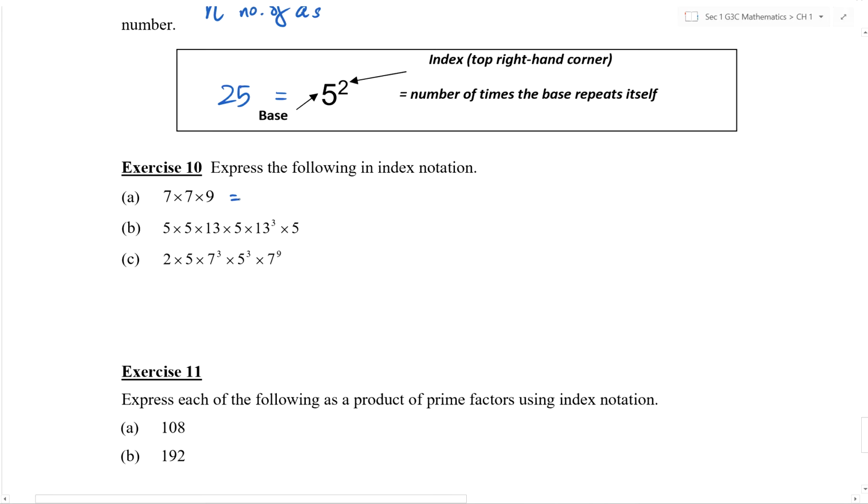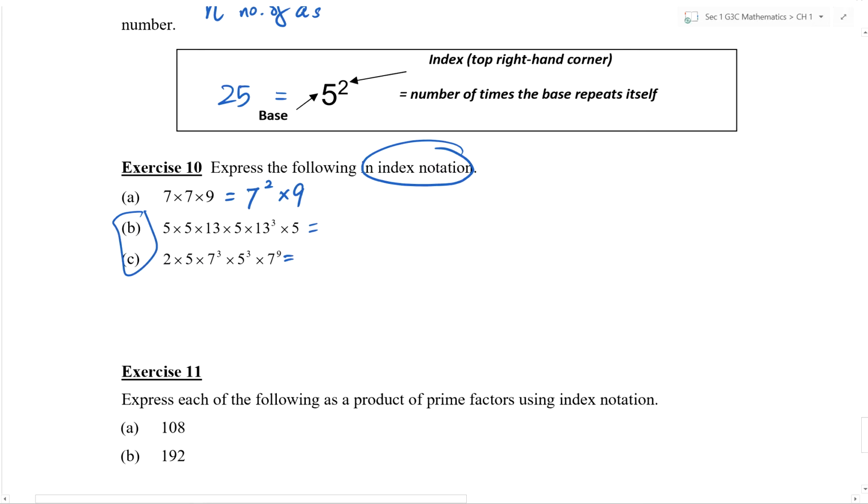We're not asking you to calculate. We're not saying, find out what is 7 times 7 times 9, and then you write 441. Then it's wrong already. That's not what the question wants. The question wants you to write the following index notation. So I want to see a power. I want to see a base. So this is 7 to the power of 2 times 9. Get the idea? Do the rest for B and C.